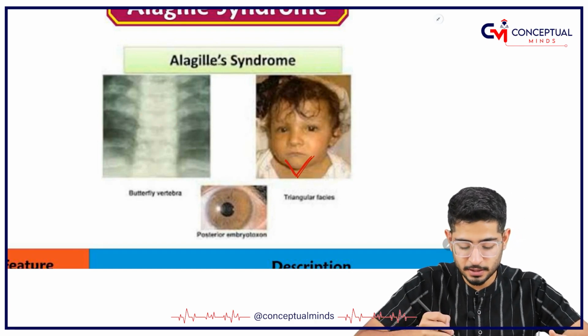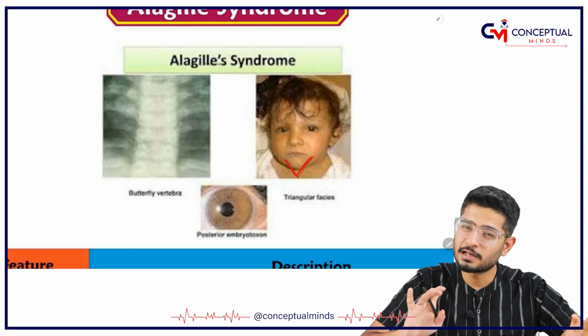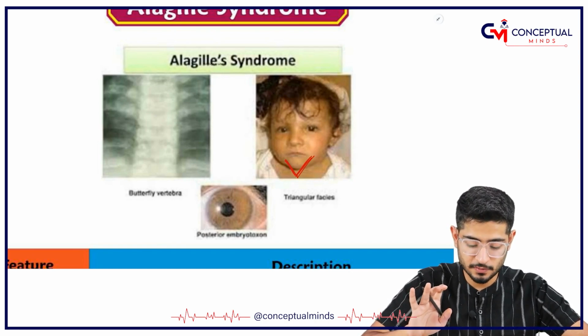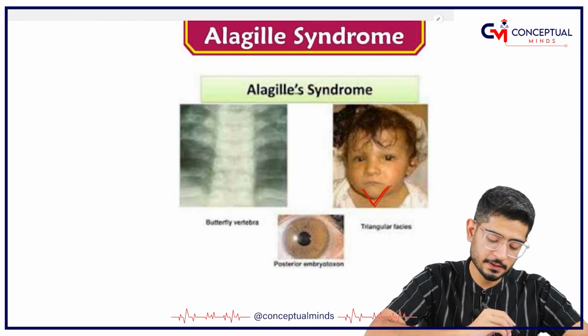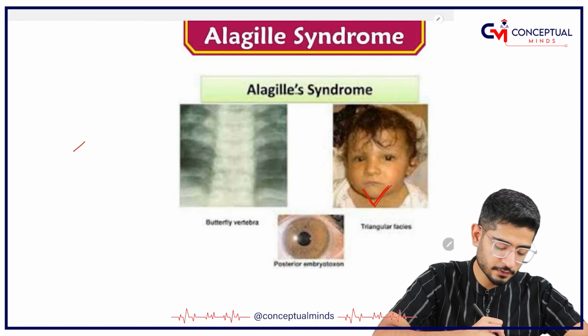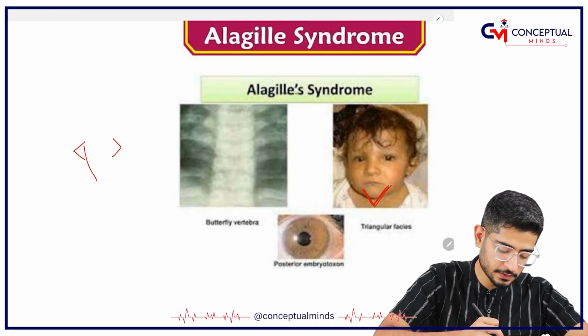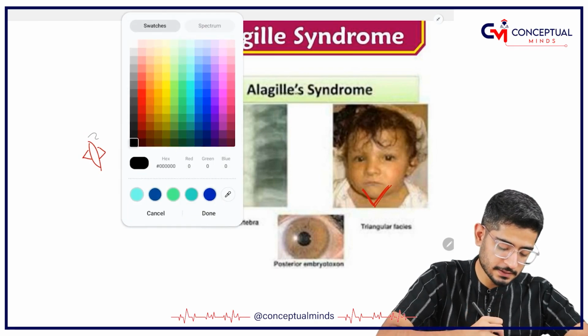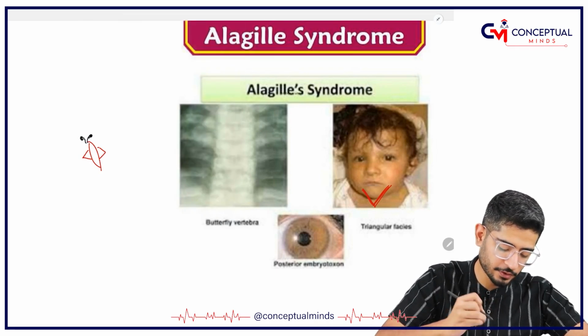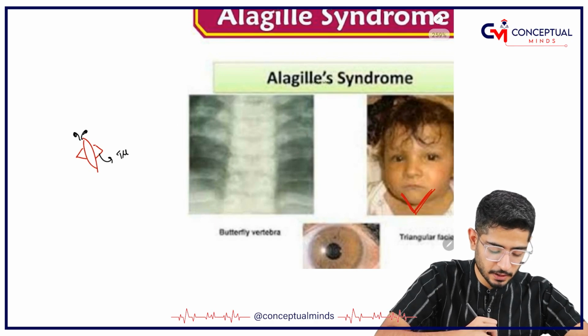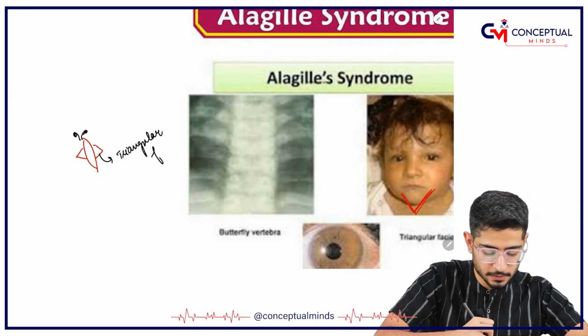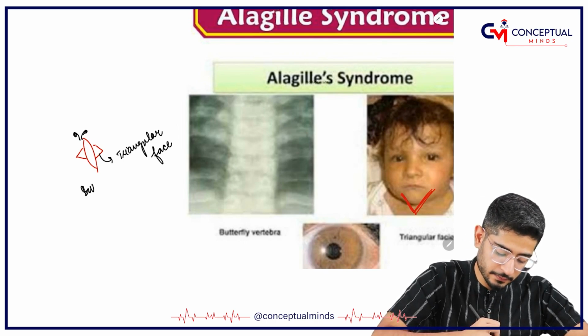Although the picture quality is not very good, you can understand it very easily. First of all, there is a triangular face. This is how you make a triangle, and this is one triangle, and the other triangle. If you join both of these triangles, you can easily make a butterfly. So first is going to be the triangular face. Second is going to be the butterfly. So butterfly-shaped vertebra, this you have to understand.